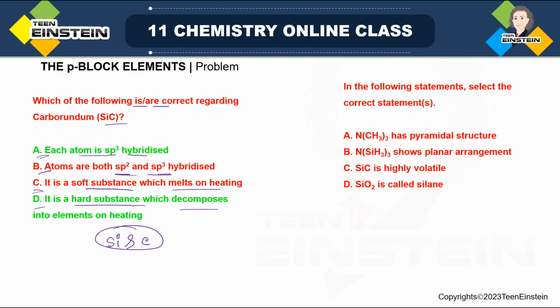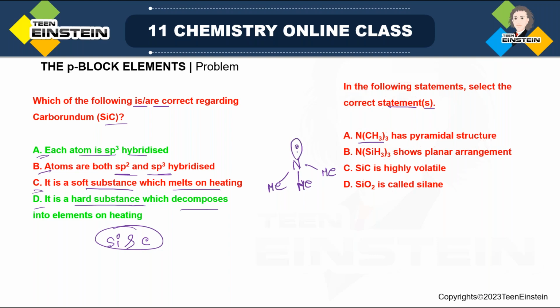Next question. Now the next question, if you see, is not just related to carborundum. There are some more compounds, but the important point is it is related to carbon and silicon only. Now we have to choose the correct statement or statements. It might be more than one. The first compound is NMe3. It is saying that it has a pyramidal structure. Now NMe3 is just like ammonia. Ammonia is NH3, but now we have NMe3. So instead of hydrogen, now we have methyl.